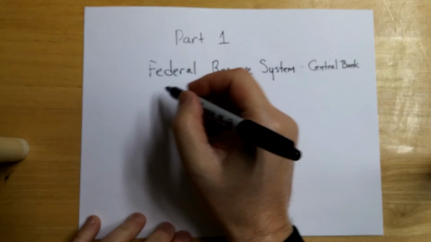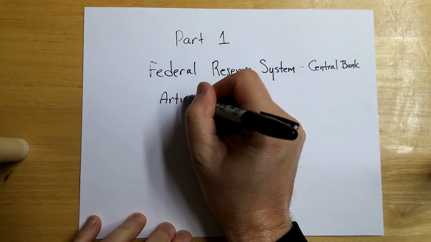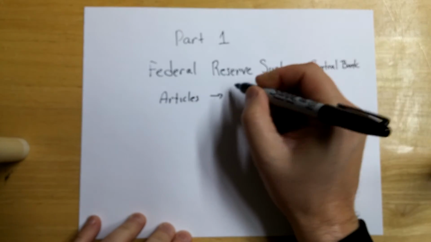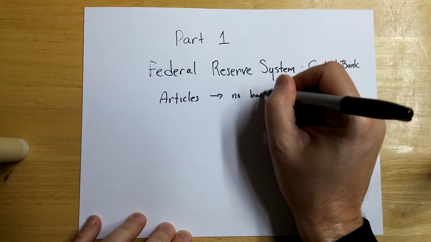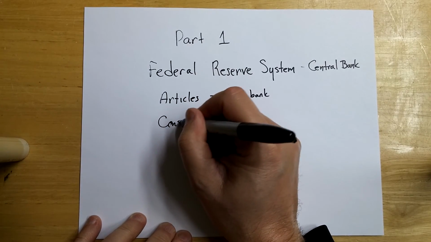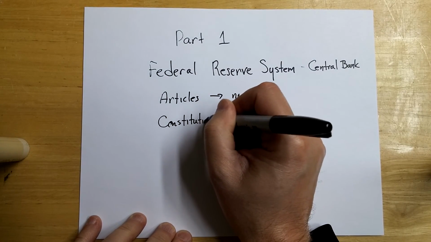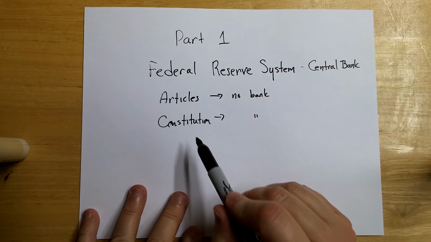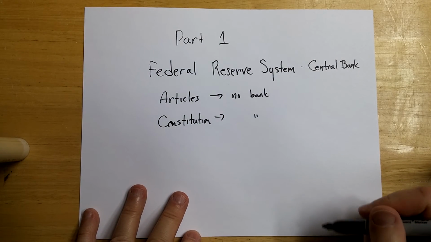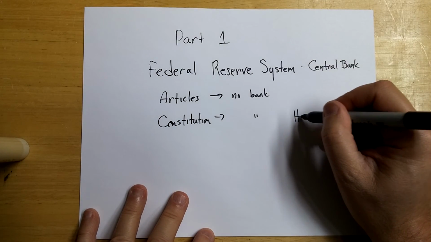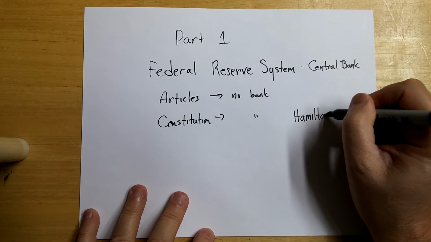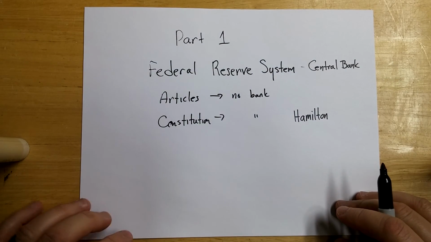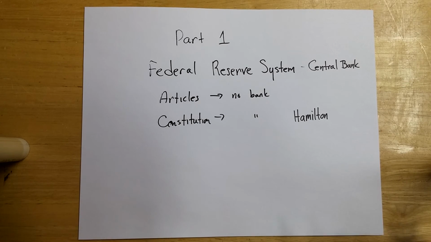So the Articles of Confederation, and I'll just write Articles for short there: no bank. And the Constitution has nothing in there about central banking either: no bank. Now, there were people involved in the writing of the Constitution that thought that we ought to have one. The big one is Alexander Hamilton. He thought that this was a very important thing for us to actually have. But other people had their opinions. It was discussed, and nobody decided to actually have it.